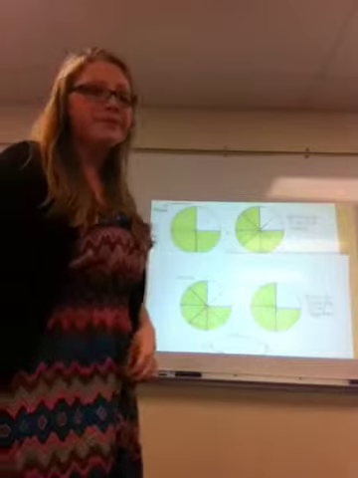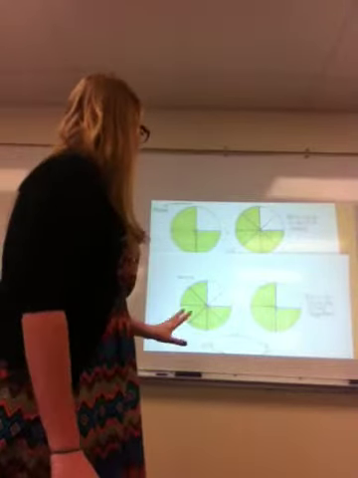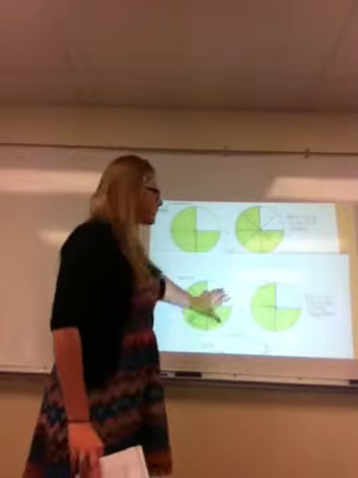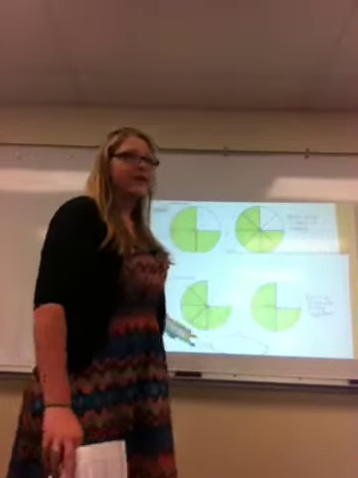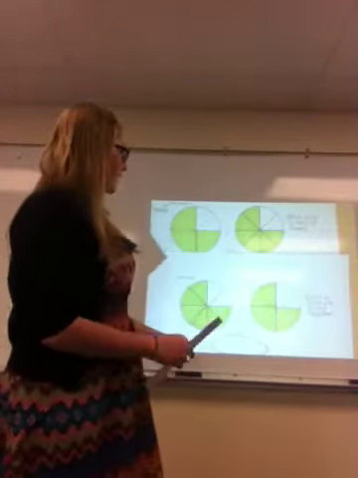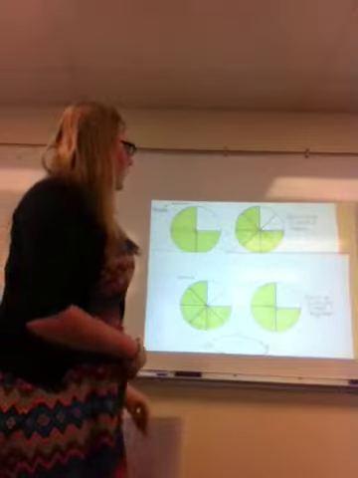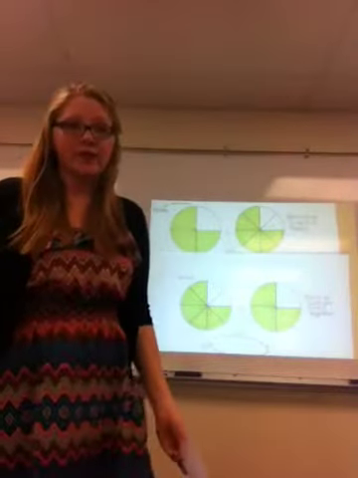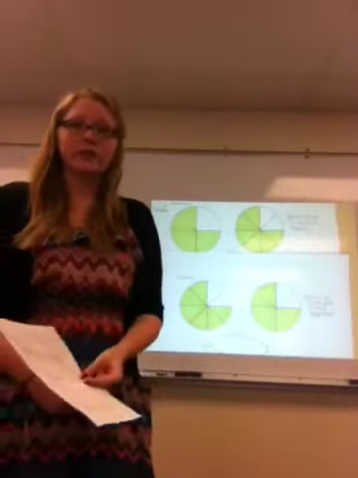What we did to get from 6/8 to 3/4 is we divided the numerator and denominator by 2. Like I said, it's really the exact same thing as equivalent fractions, it's just backwards.